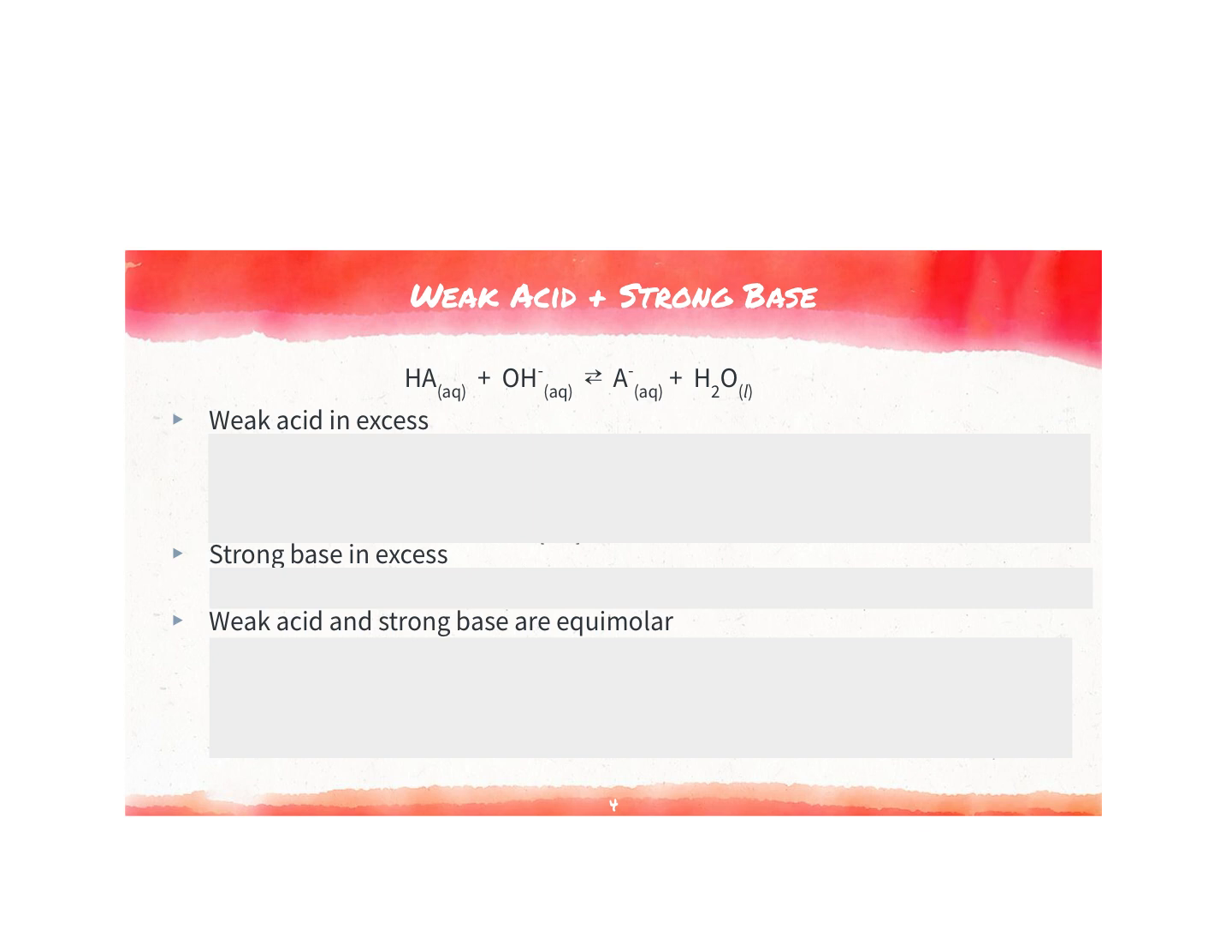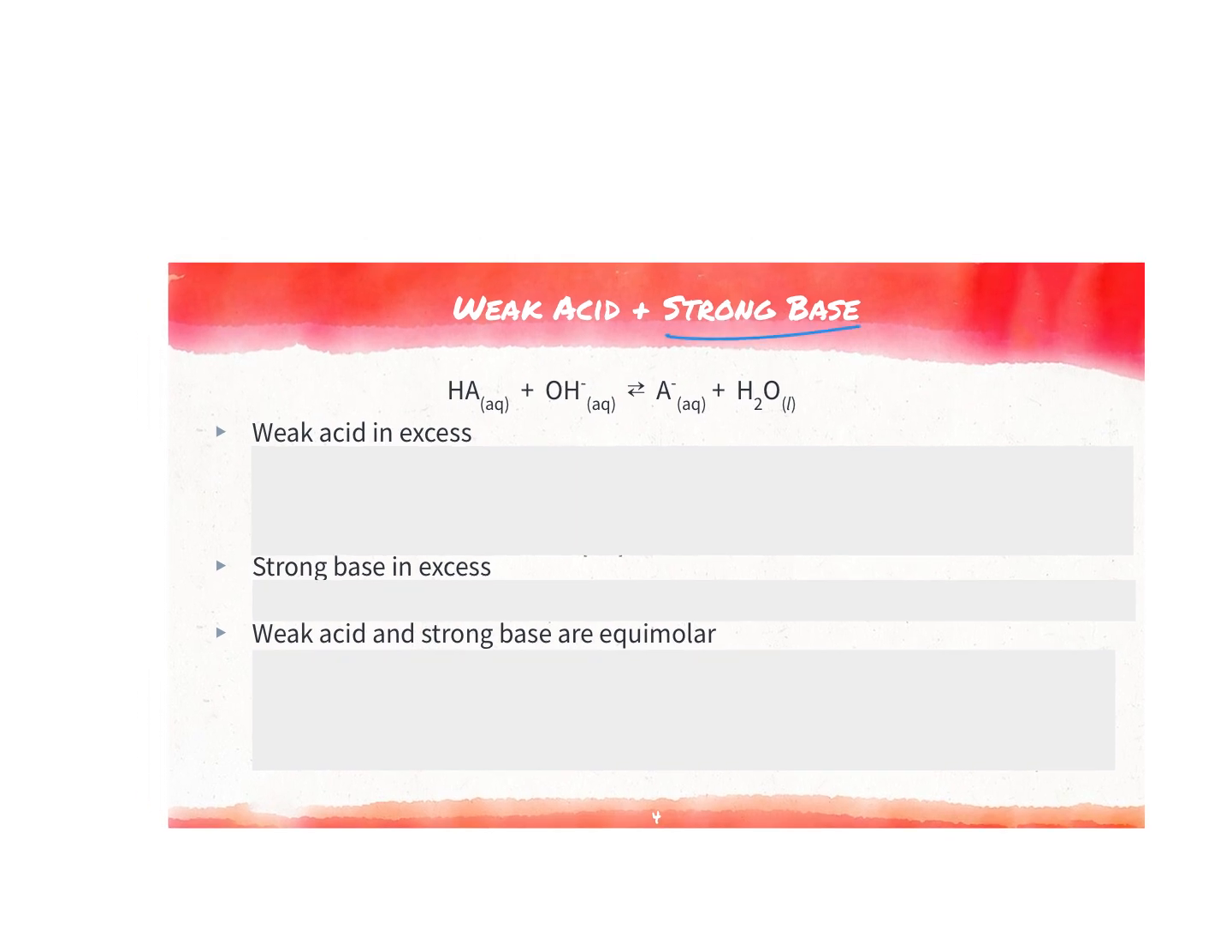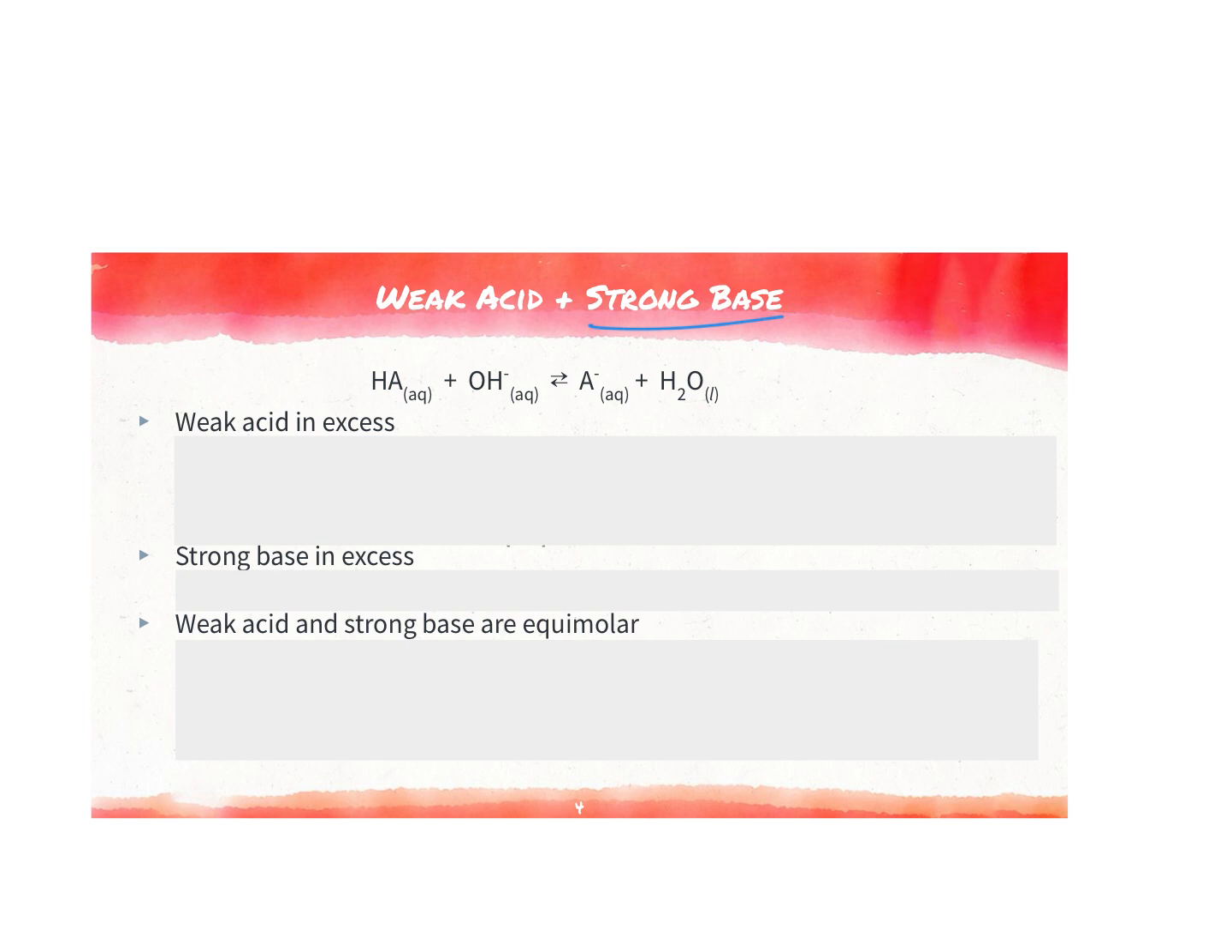So now let's look at the case where we have a weak acid reacting with a strong base. In this case, we have this reaction, HA plus OH minus makes A minus plus H2O. Of course, HA is our weak acid. OH minus is our strong base. This makes the conjugate base and water, which serves as the conjugate acid. You can see that this system is under equilibrium. And we have three different cases.